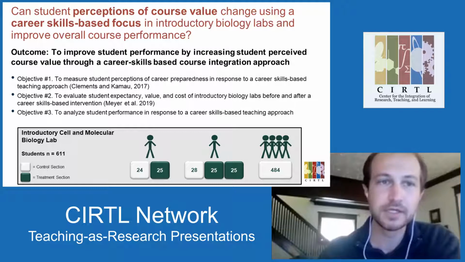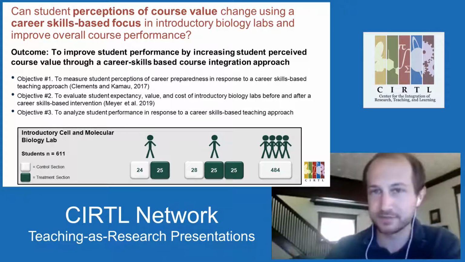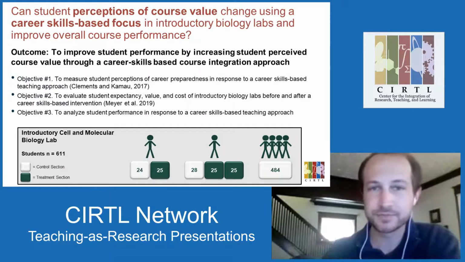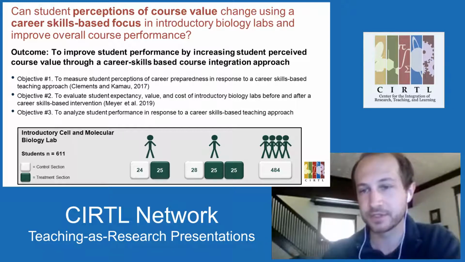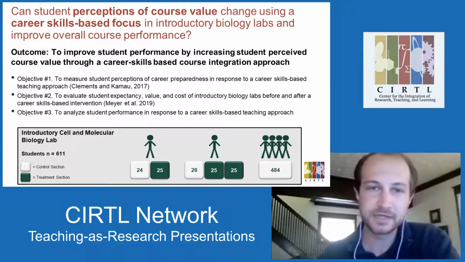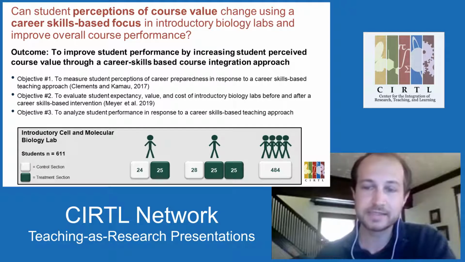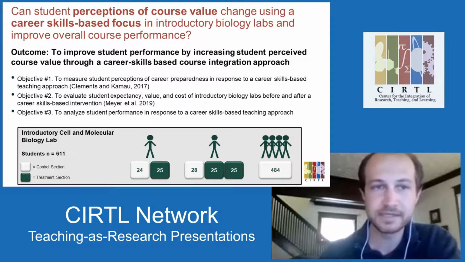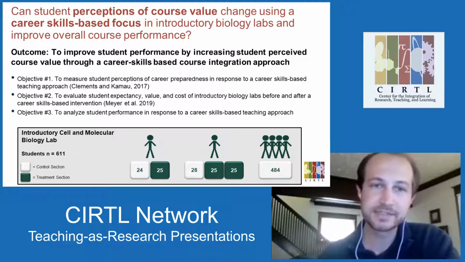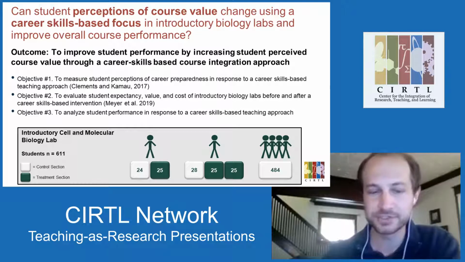So the general objectives, just to break it down even further, is first to measure student perceptions of career preparedness as a result of our implementation or intervention strategy, to then evaluate student perceptions of expectancy, value, and cost. This is based off of expectancy value theory tied to student motivation and how that is linked to student success. And we're really focused on just this value attribute as part of this project. And then the third objective is ultimately to analyze student performance as a result of our intervention strategy.